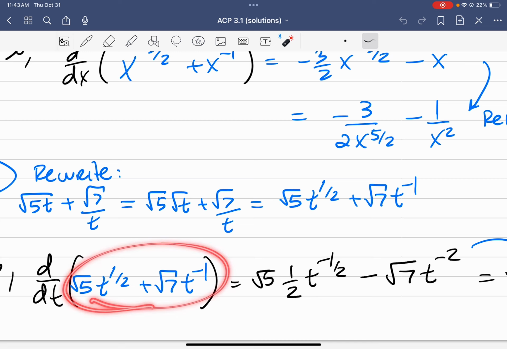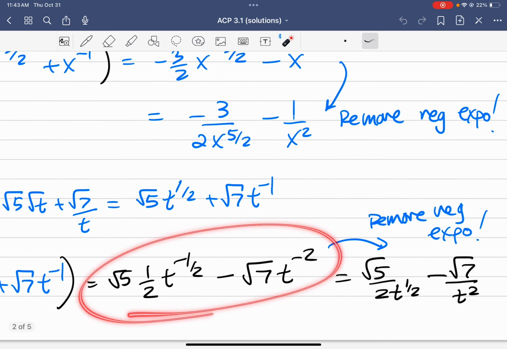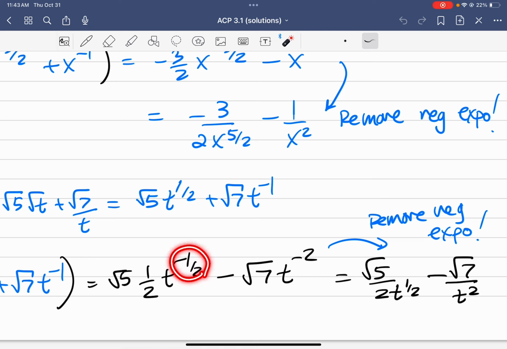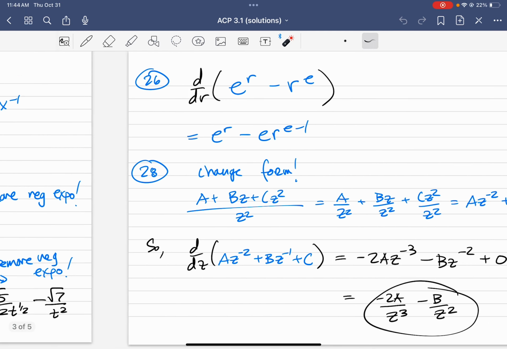So its derivative, well, for this, I just pull out the constant, but then the derivative of t to the 1/2 is 1/2 t to the negative 1/2. Pull out the constant of the square root of 7, and the derivative of t to the negative 1 is negative t to the negative 2nd. So that's my answer, but we must remove all of our negative exponents. This goes into the denominator, and this goes into the denominator. Again, notice this is not raised to the negative 2nd, so it stays in the numerator. So that would be our answer.